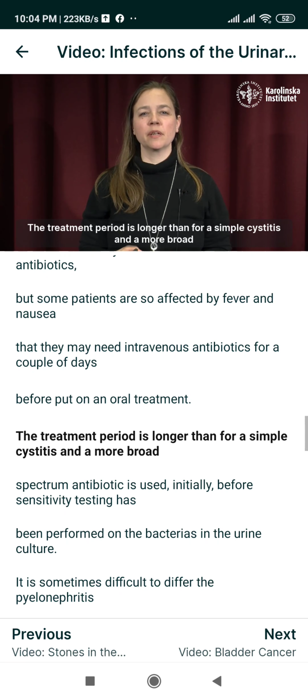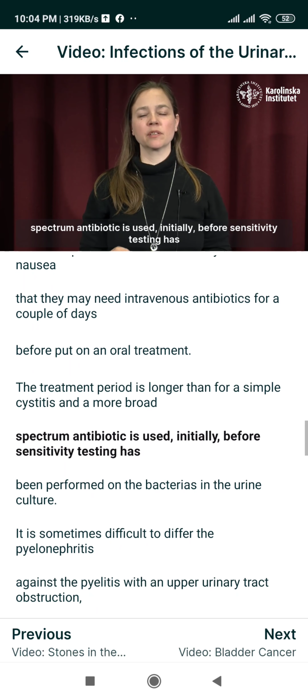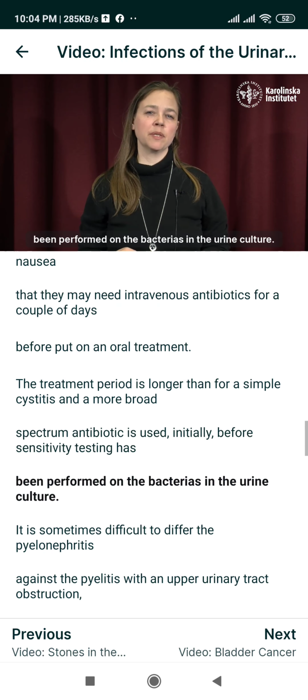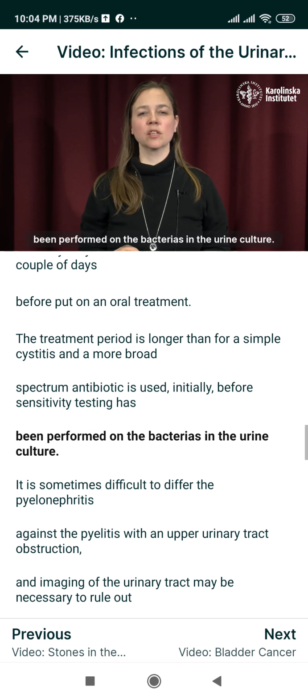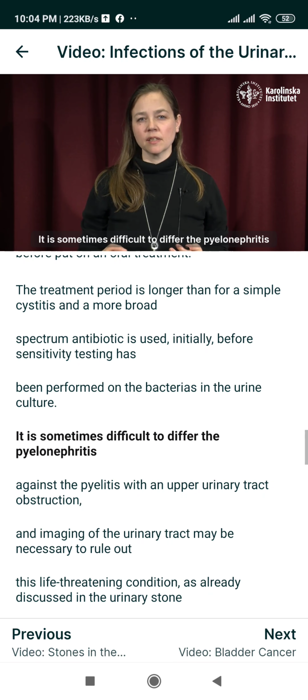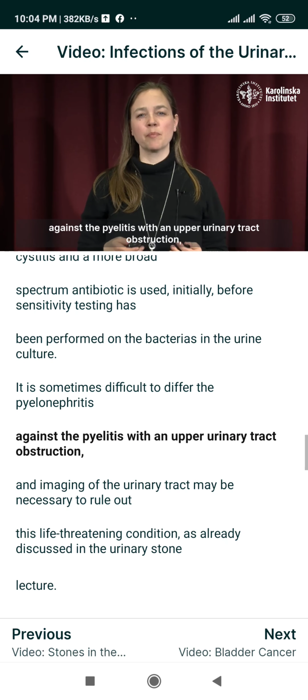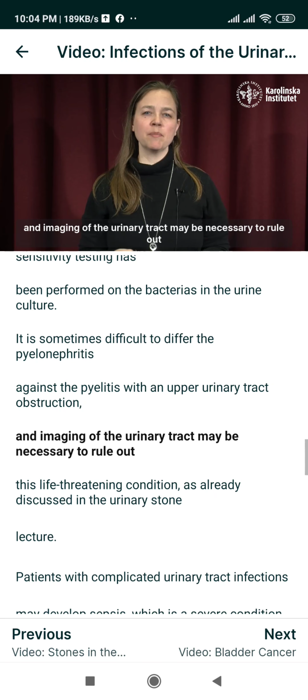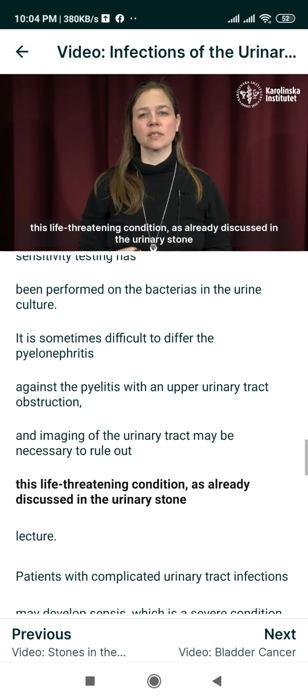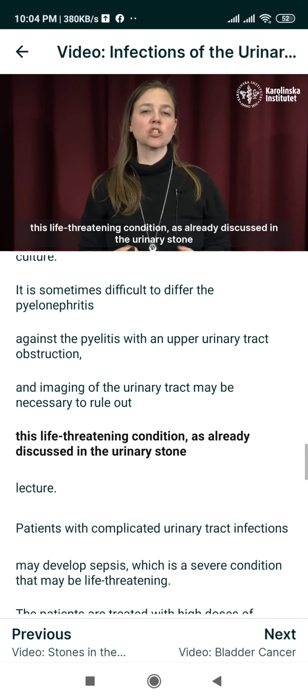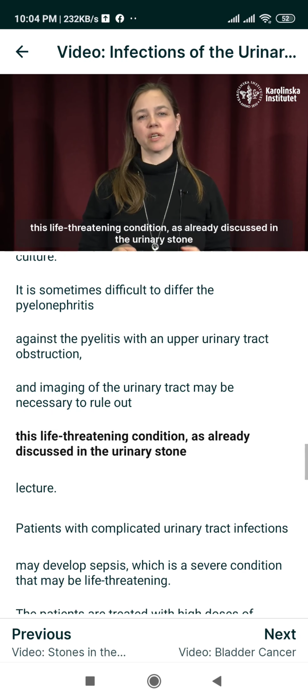The treatment period is longer than for a simple cystitis, and a more broad-spectrum antibiotic is used initially before sensitivity testing has been performed on the bacteria in the urine culture. It is sometimes difficult to differentiate the pyelonephritis from the pyelitis with an upper urinary tract obstruction, and imaging of the urinary tract may be necessary to rule out this life-threatening condition, as already discussed in the urinary stone lecture.